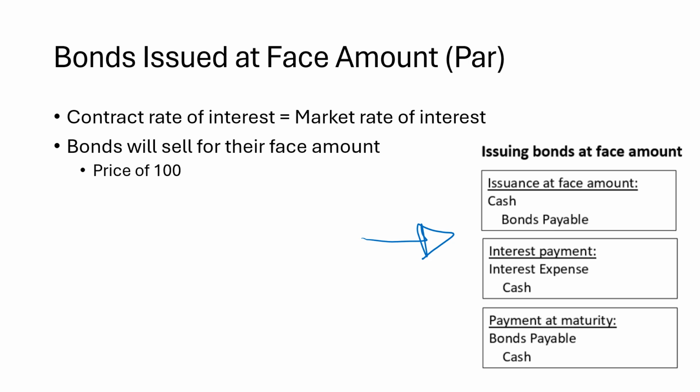So first, for issuance, remember, a bond is a liability, just like any other liability or loan. And the way that that's recorded is a debit to cash because the company is increasing its cash with this bond issuance, and a credit to bonds payable to record the liability. And this is done at the face amount. So if it's a $1,000 bond, you would debit cash for $1,000 and credit bonds payable for $1,000.